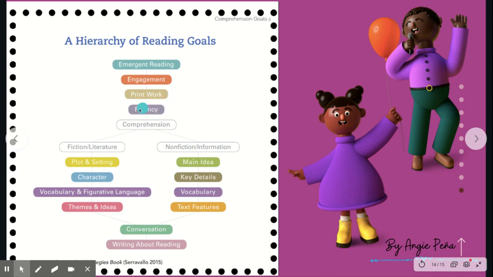Fluency and comprehension is divided into two sections. The first section is fiction, and the second section is nonfiction. So for fiction readers, we have these goals. For nonfiction readers, we have these goals. So depending on the need of the student, we can determine which goal to pick, and then which strategy to work on.